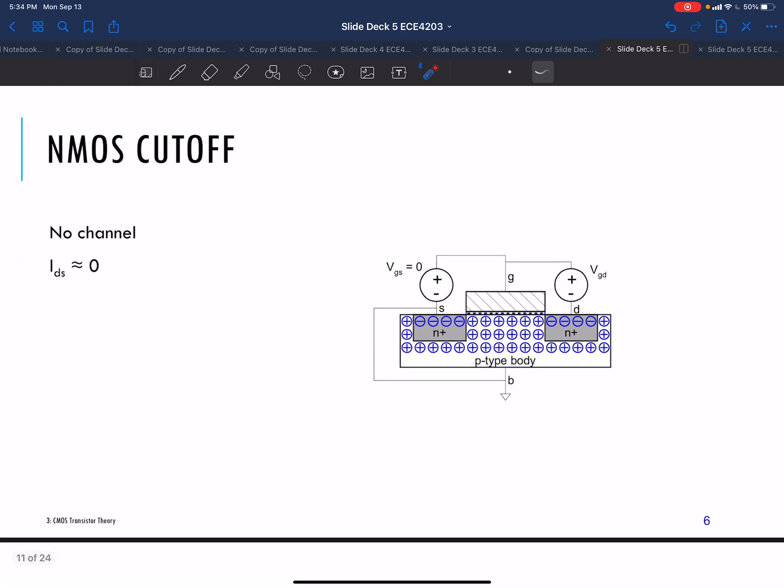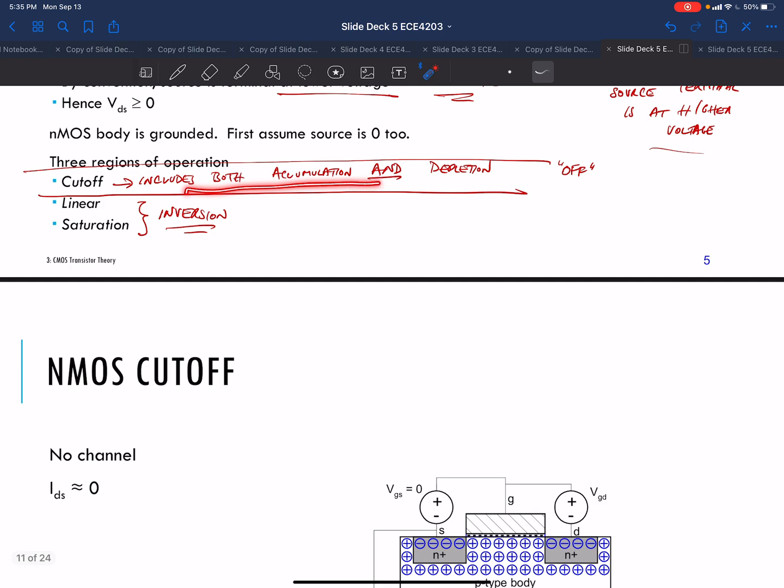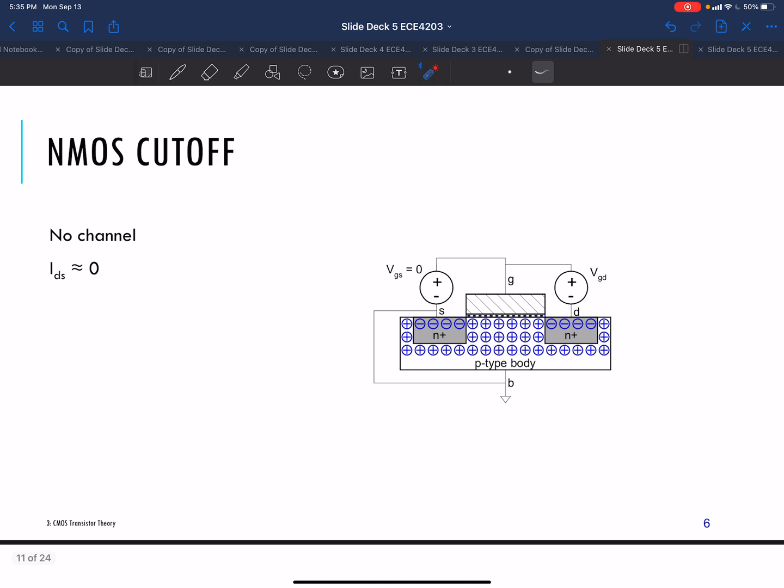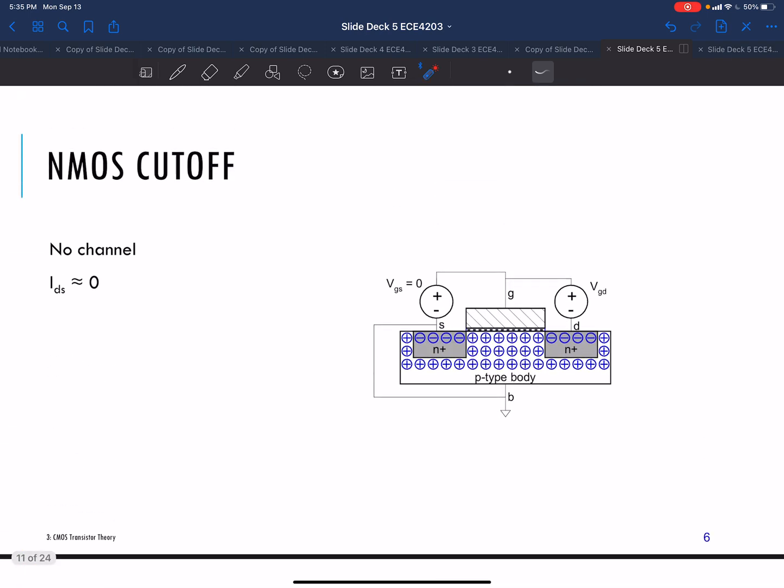If you look at the cross section, when you're in cutoff, like I said, it's the same as being either in accumulation or in depletion. It means that your gate source voltage is too low. It's either zero or too low to create a channel here. So the channel either doesn't exist or is positive, so no current flows from drain to source in an NMOS, and electrons are blocked from going from source to drain.